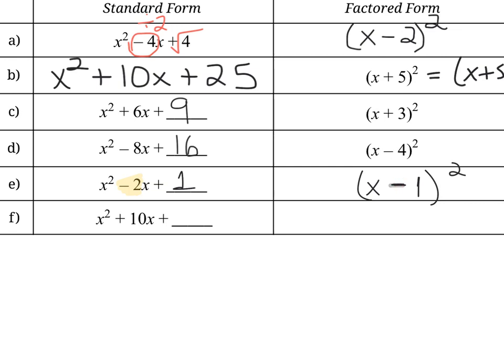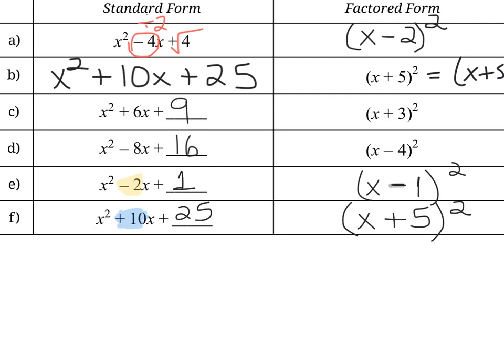All right, the last one, I've got x squared plus 10x plus a missing number. So if I want to create my factored form expression, I'm going to make a bracket, put a squared, put an x. So I need to take my b value, which is a positive 10, and I need to divide it by 2. So positive 10 divided by 2 is a positive 5. All right, now to get the c value, I need to take positive 5 and I need to square it. So that's going to give me a 25.